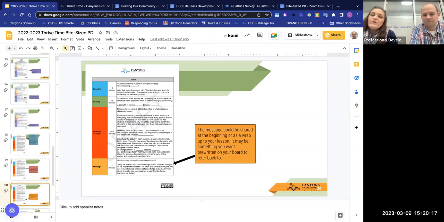Hey, remember when we learned this? So that when conflict or strong emotions happen in your classroom, you could refer back to the message that you focused on during your Thrive Time lesson. It's just a great little wrap up or a preview of what you're going to be learning, and a great way to give students a, hey, we learned this. Let's remember that we learned this.